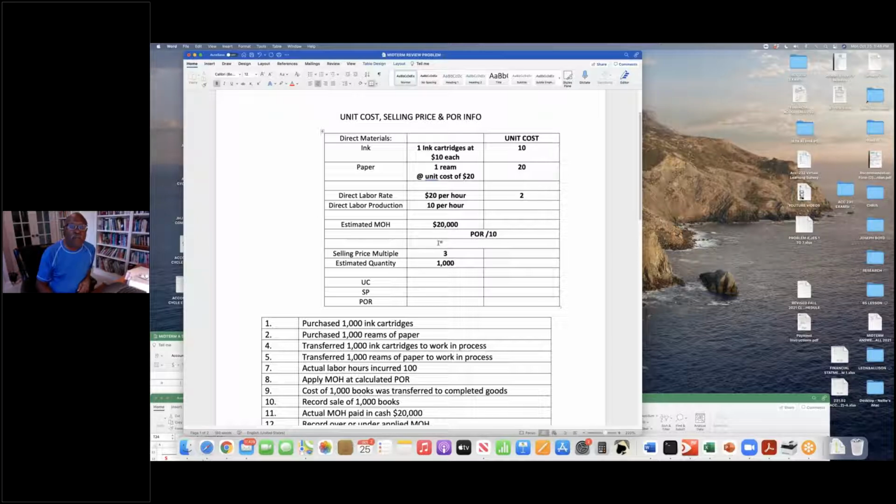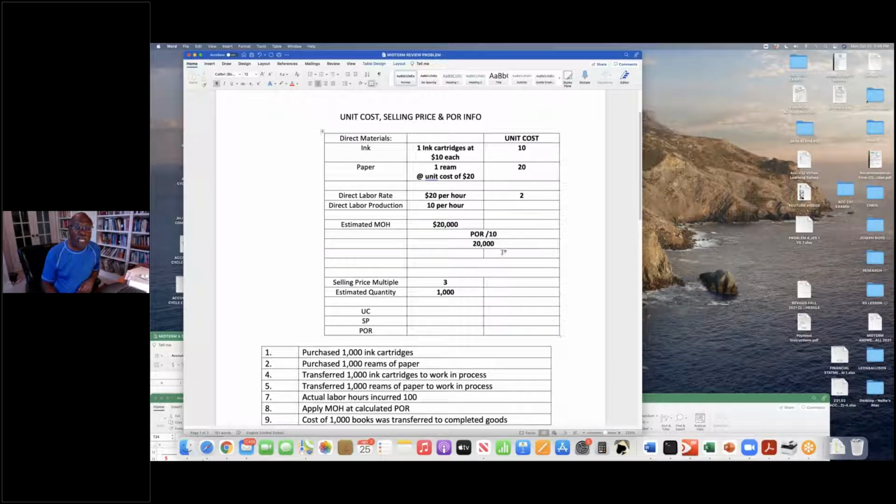So what's the formula for the POR? The top line is what? Total overhead, just total overhead. Okay, 20,000. So that's on the top line. And what's going to be on the next line? The hours.